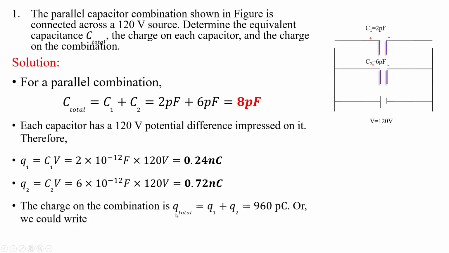The charge on the combination, the total charge, is equal to Q1 plus Q2, which is equal to 960 picocoulomb. Or you can also write charge is equal to total capacitance multiplied by voltage, which is 8 multiplied by 10 raised to the power minus 12 farad multiplied by 120. You can simply also use this equation and the final value is 0.96 nanocoulomb.